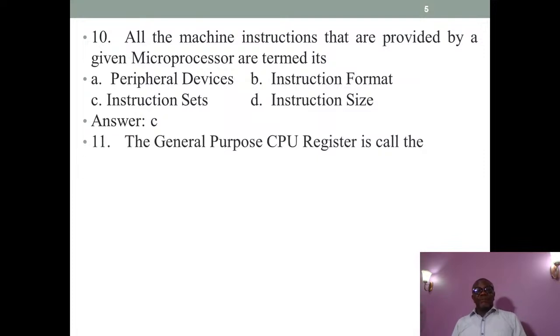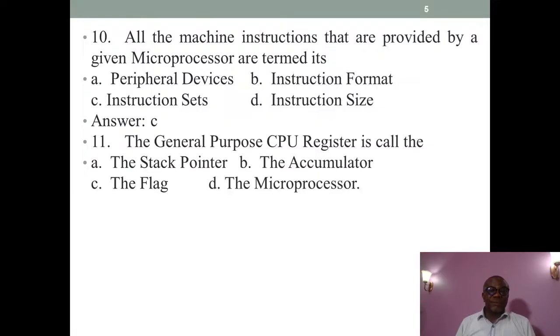So next one, the general purpose CPU register is called what? A, stack pointer, B, the accumulator, C, the flag, and D, the microprocessor. Of course, we know that is the accumulator. We say that it's a general purpose register where all the arithmetic and logic unit operations are carried out in the CPU, and that is called the accumulator.